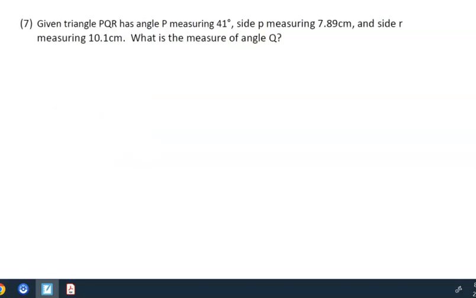Go ahead and set up problem number 7 and solve for Q, which is our first angle problem. And then turn the video back on when you're ready to look at both problems.